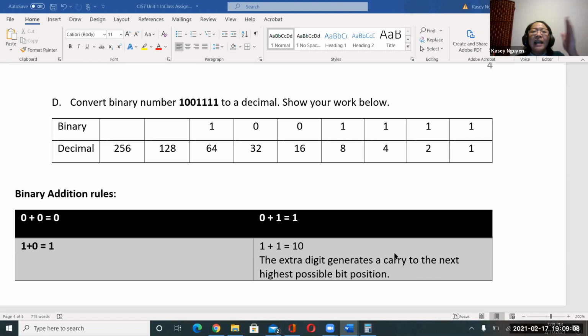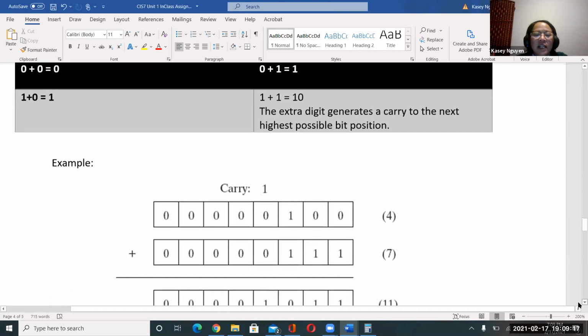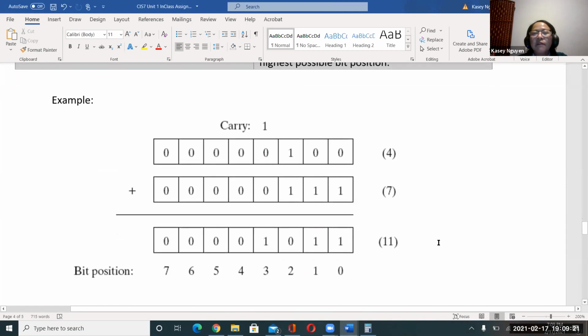And it's higher in significance in that byte. So what we will do is we will look at this example. And I took the snapshot from one of the textbooks because it does a really good illustration of this.